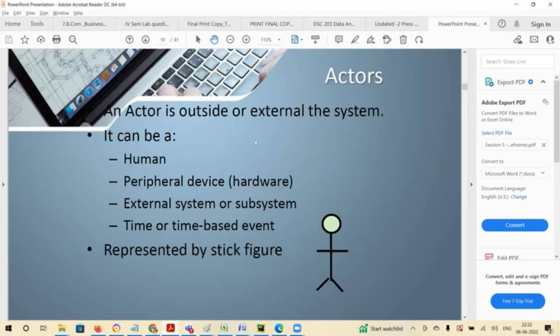So an actor can be a human being, can be a peripheral device, hardware. It could be another system, right? Or it can even be a time-based event. Okay. A time-based event is, let's say you are doing some maintenance activity at 12 midnight. The moment it is 12, it will start performing the action, right? So that's a time-based event.